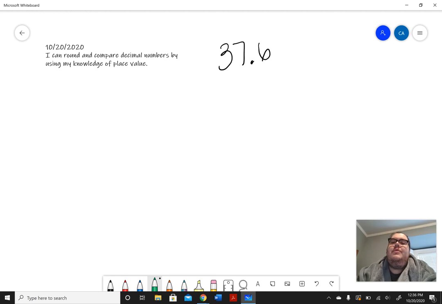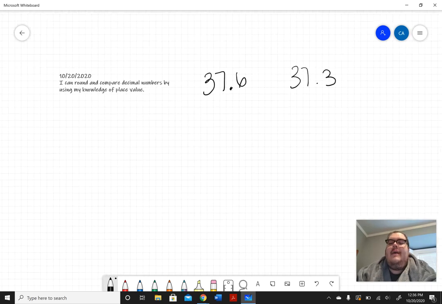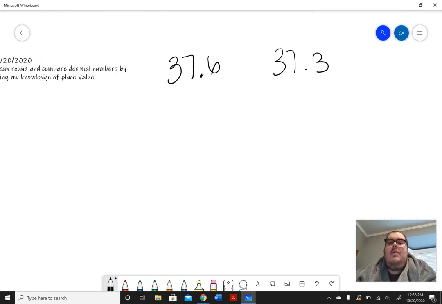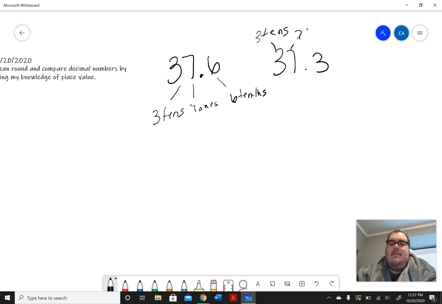Okay. So let's just use the two numbers that we just had. So we had 37 6/10. We had 37 3/10. Okay. What we can do is we can split this into its parts, right? So what we're looking at is if we're looking at 37 6/10, we're looking at a number that has 3 10s, 7 1s, and 6 10ths, right? Here, we're looking at a number with 3 10s, 7 1s, and 3 10ths.